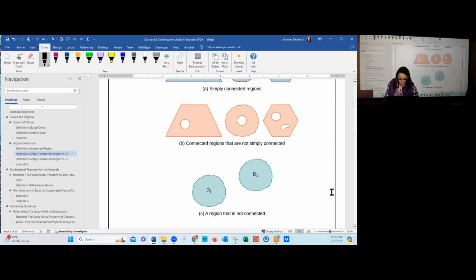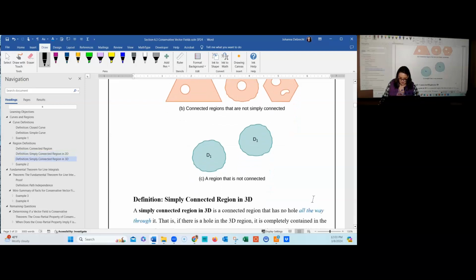Notice that they're both labeled D1. That means that D is the combination of these 2. Let's say Colorado and Hawaii. They're both in the United States. However, they're not connected. So in this case, when we're looking at it, it is not a connected region. Let's go ahead now and move on to the next possibility.